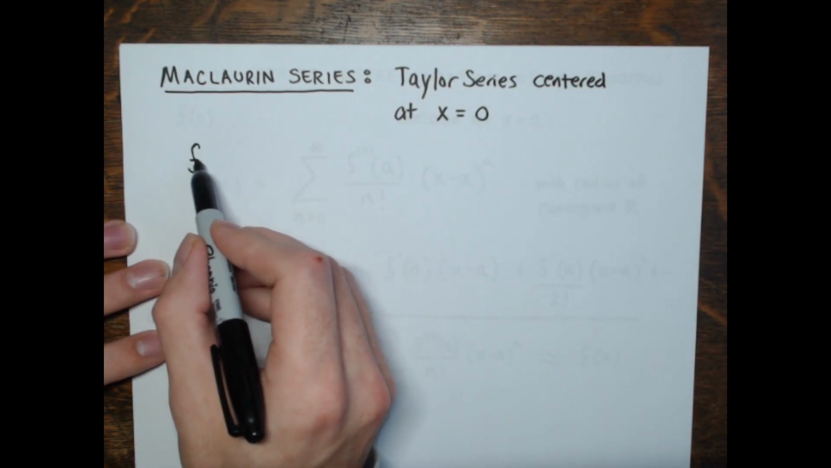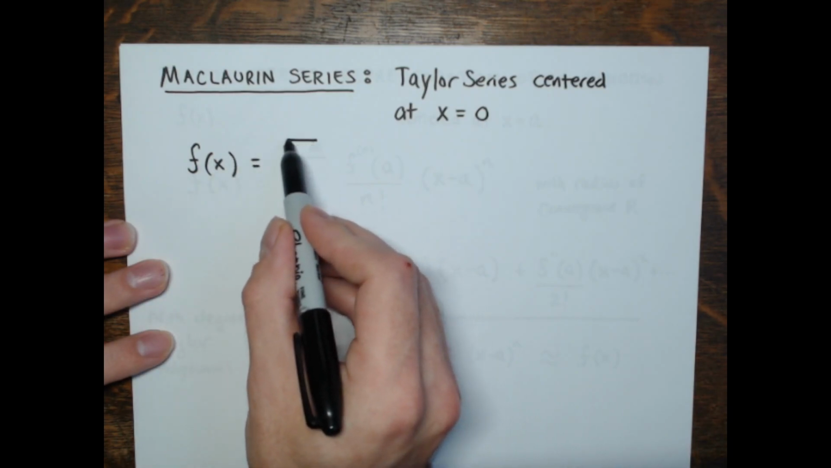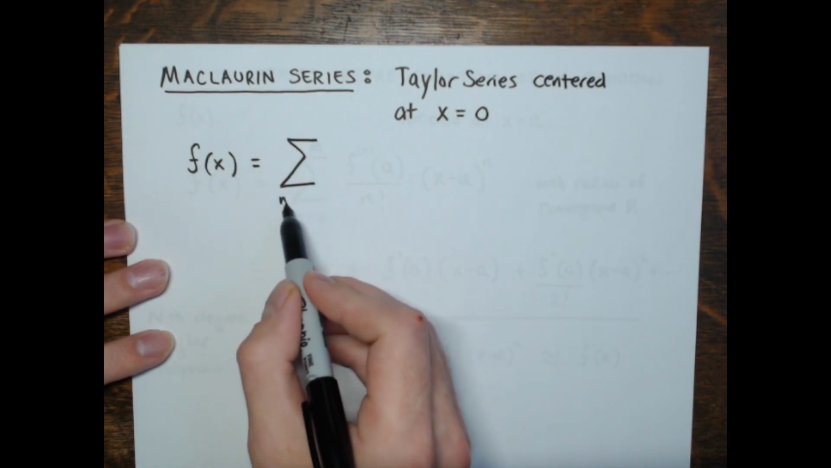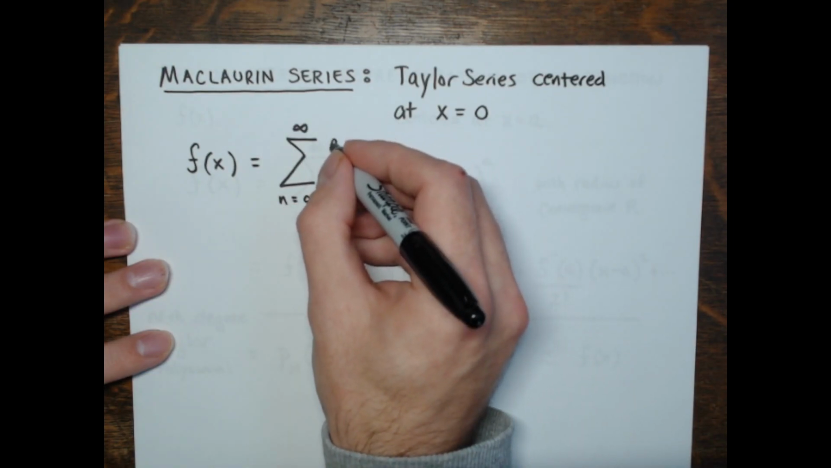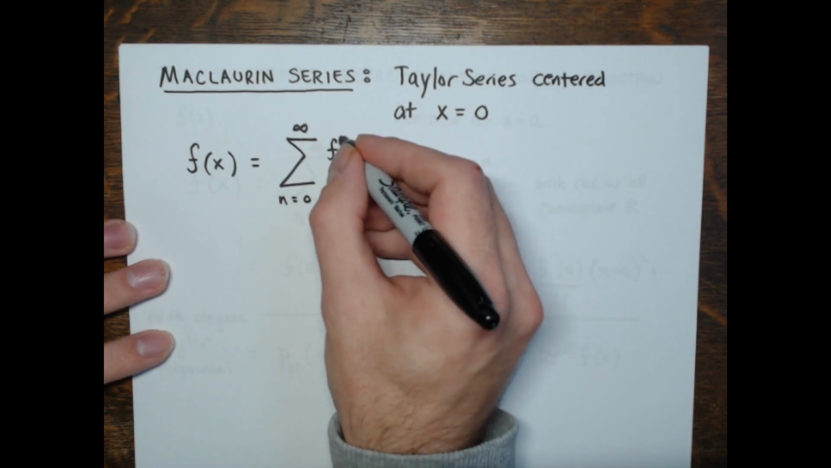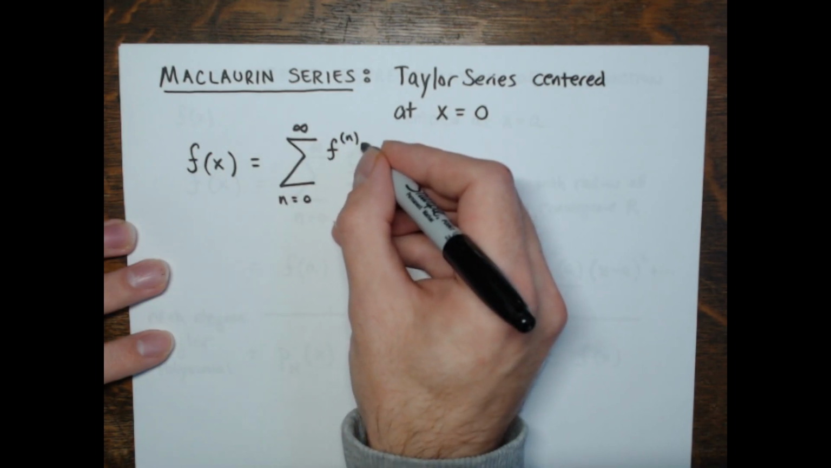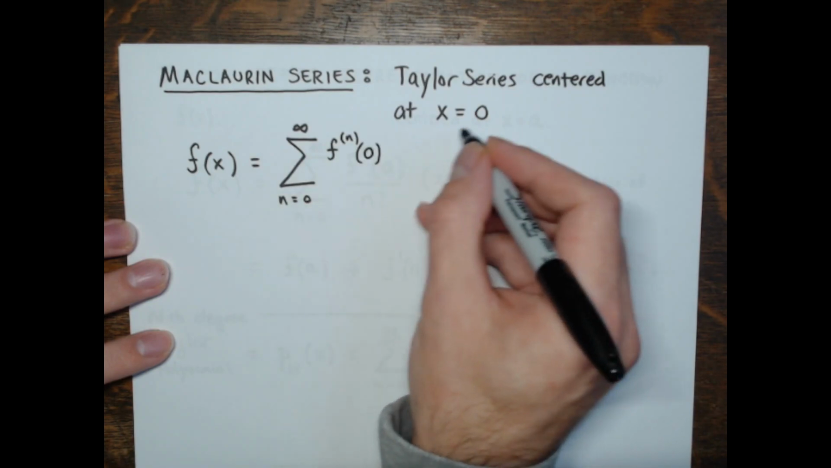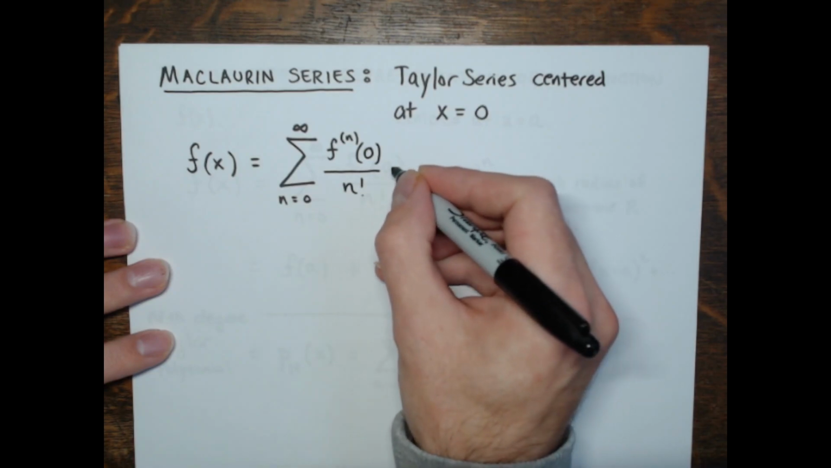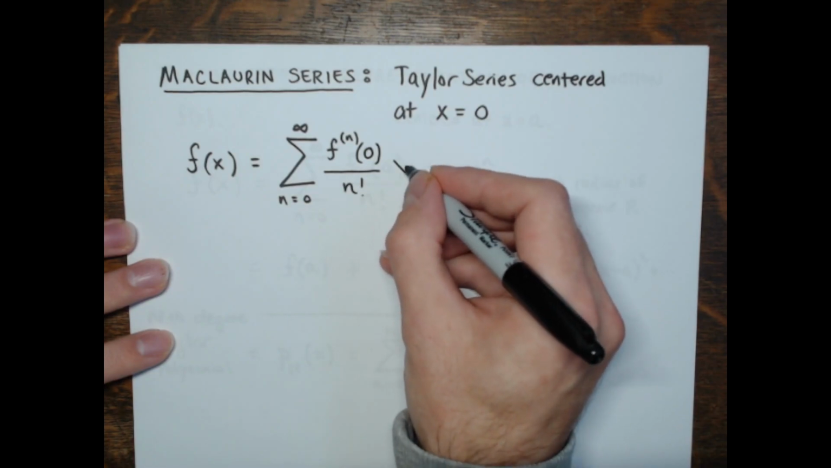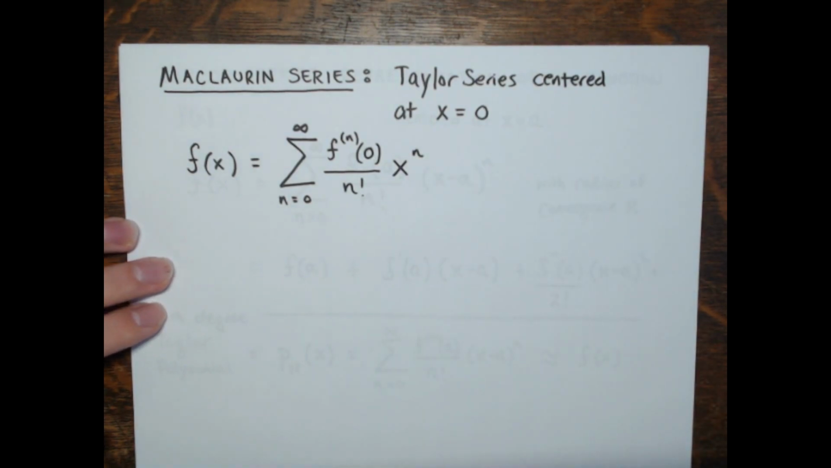So the Maclaurin series for a function f of x is going to be the sum from little n equals 0 to infinity, and the coefficients look like this. It's the value of the nth derivative, whatever little n is, at 0, since this time a is 0, divided by n factorial, and then times powers of just x minus 0, so just x to the nth.